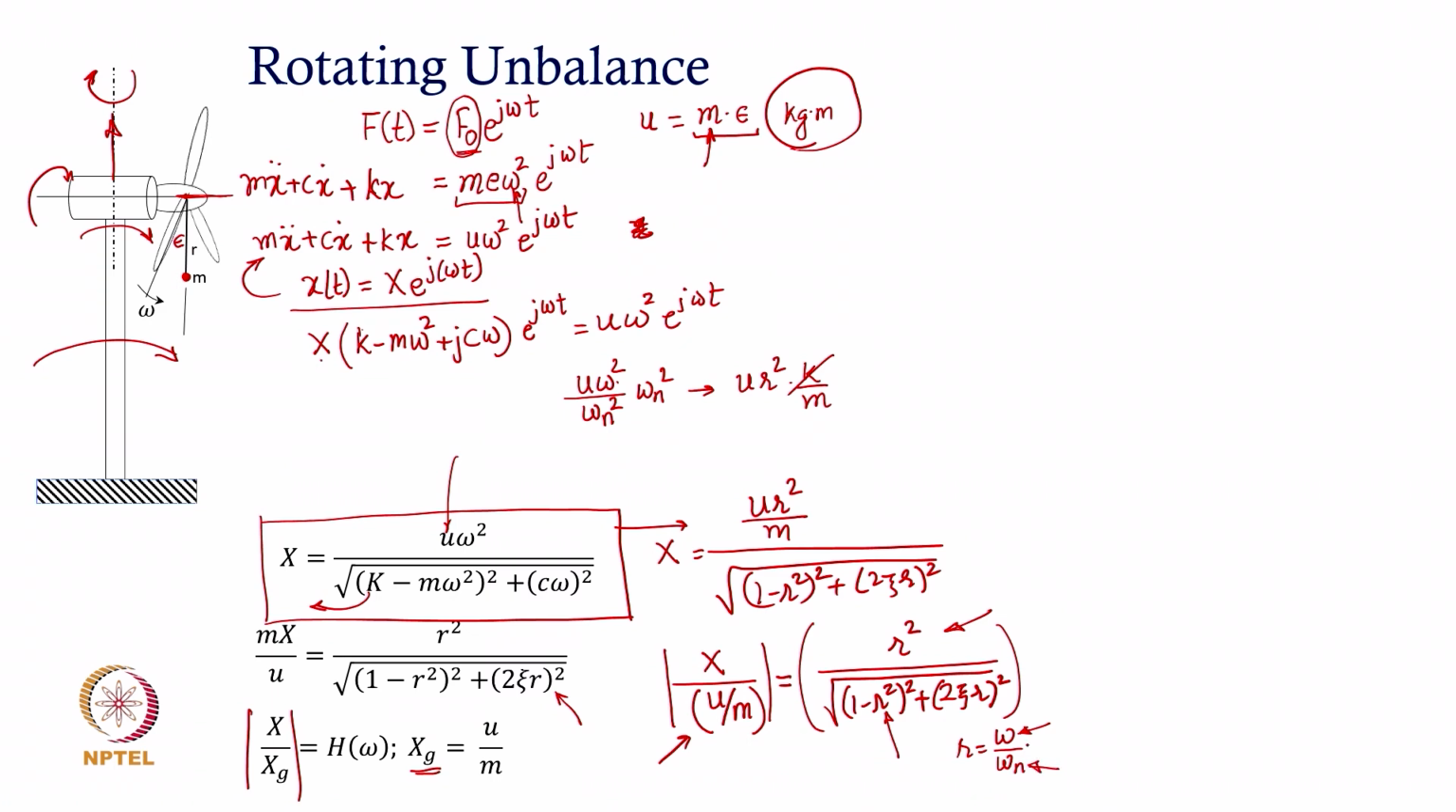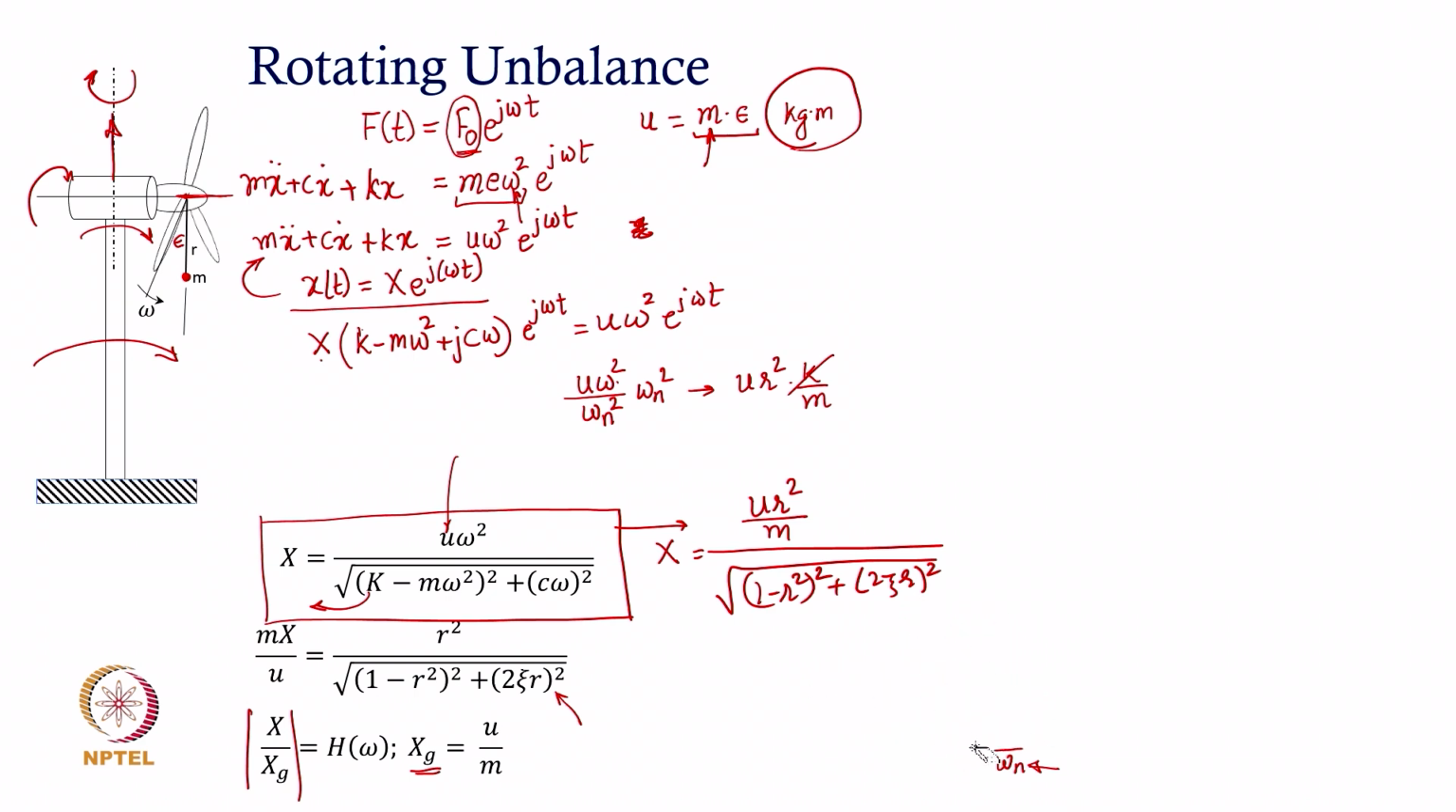So, when we plot it with respect to r, we are essentially plotting how the response changes as the speed of rotation increases. Okay. So, this is one thing, and then let us also look at what alternate things we can discuss here. X upon epsilon. Now, in this case, u over m is also epsilon actually.